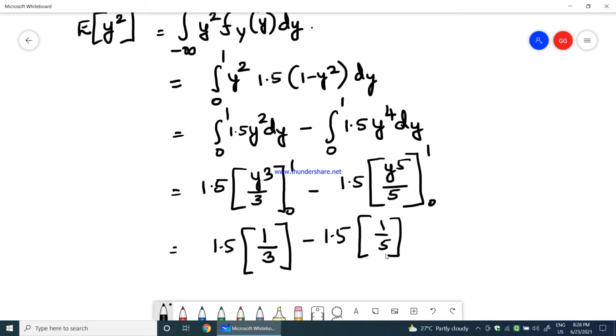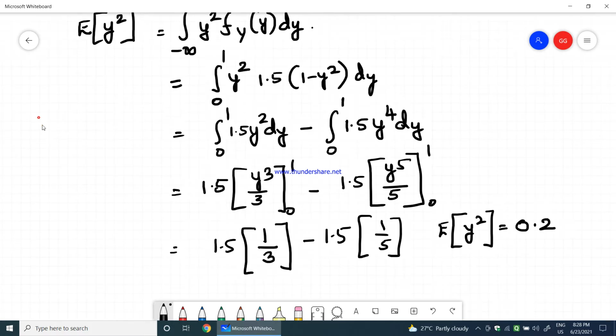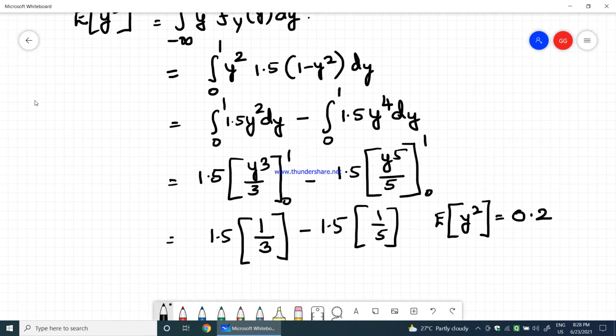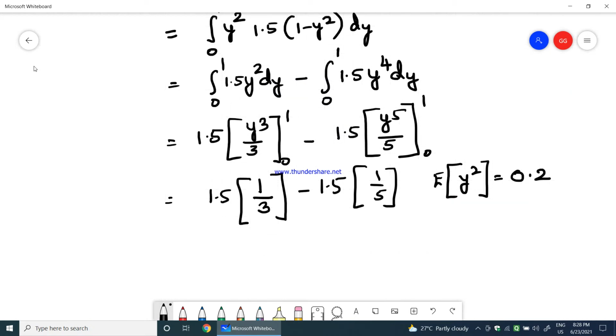So if you solve this in the calculator, E of y square will be equal to 0.2. Therefore, E of y square is 0.2 and the mean E of y is equal to 0.375. Now you can cross check this with the property. What was the property earlier? I think if you remember, E of x square should be greater than E of x the whole square. This we have seen, the property of mean, when we were discussing mean and variance.